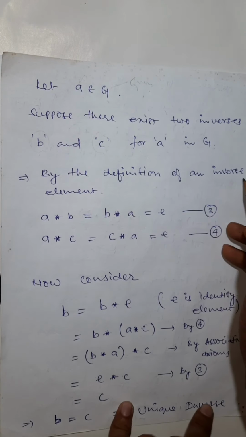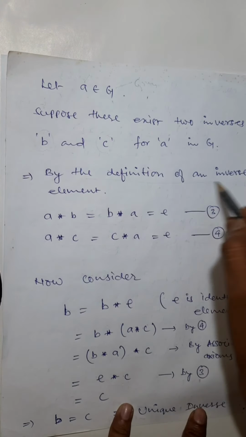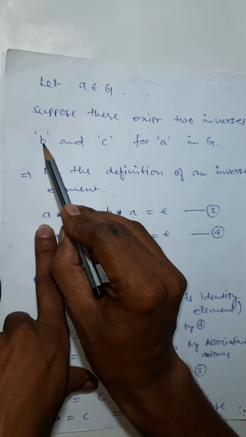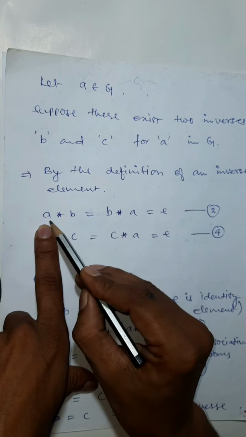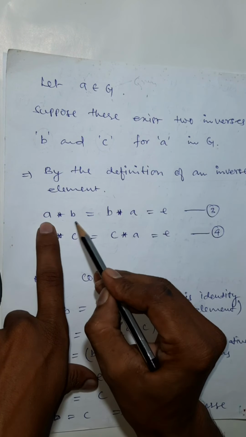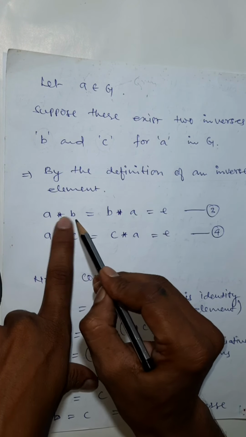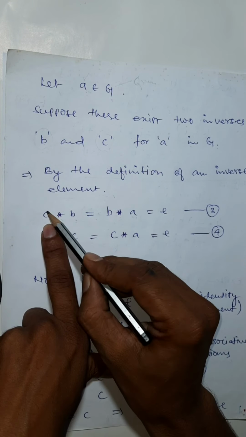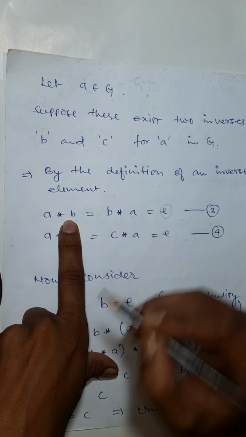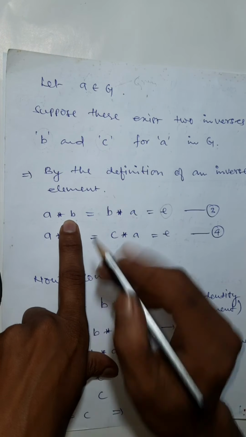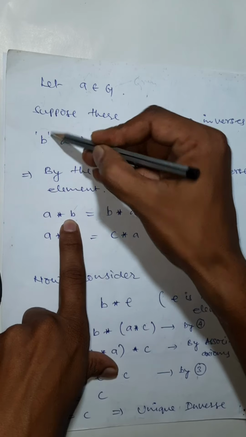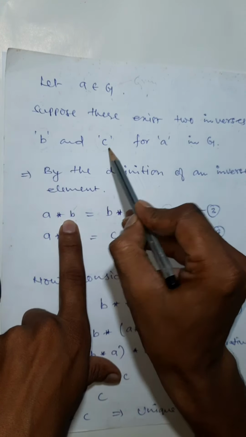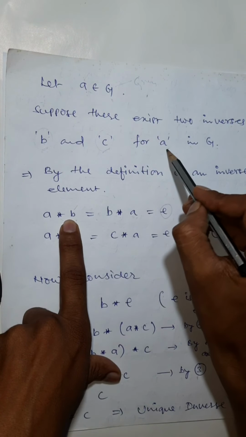By the definition of an inverse element, now applying the definition, how? A is an element and B is an inverse. So multiplying A with binary operator B, let it be multiplication, A multiplied with B will be equal to B multiplied with A, and multiplying this element and inverse will yield the identity element. What we have considered is that there exist two inverses. First one is B, second one is C, for the element A.